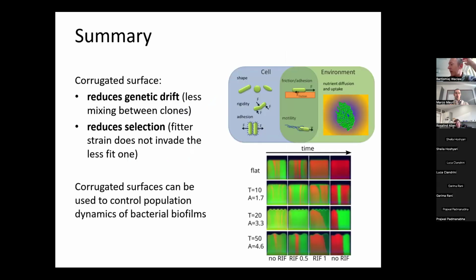Okay, so that's the end of my talk. The conclusion from our experiments and simulations is that corrugated surfaces, first of all, reduce genetic drift, meaning that there is less mixing between different clones in a biofilm. And then they also reduce selection, which is somehow even more interesting, meaning that a fitter strain does not necessarily invade the less fit one in the presence of this corrugation. So in principle, one could imagine using these corrugated surfaces to control population dynamics in bacterial biofilms.